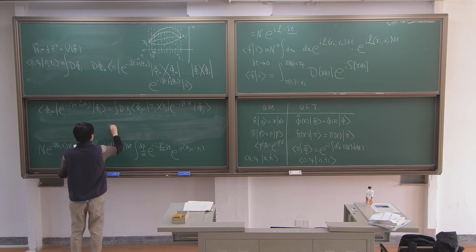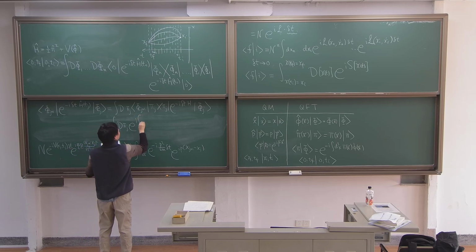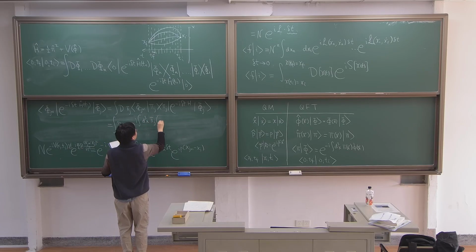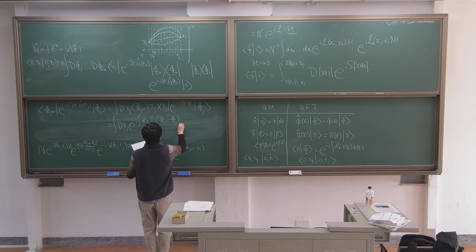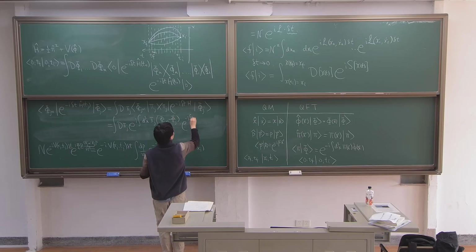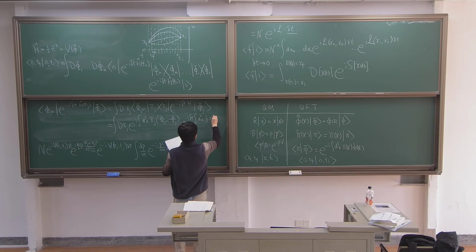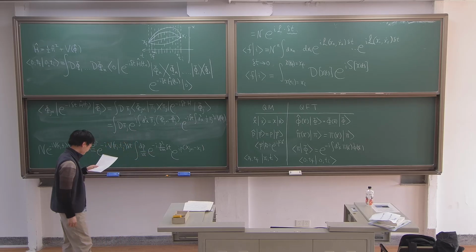Okay, so after a few steps, or maybe you have to write more, you get this: e to the i phi j times (phi j plus 1 minus phi j) times e to the minus i delta t, integral of half pi j squared plus v of phi j. This is what you get.